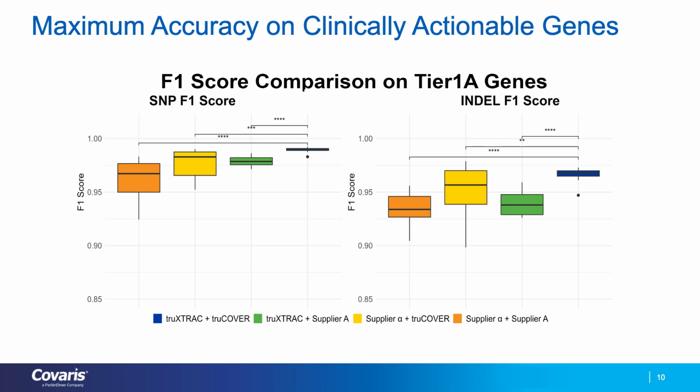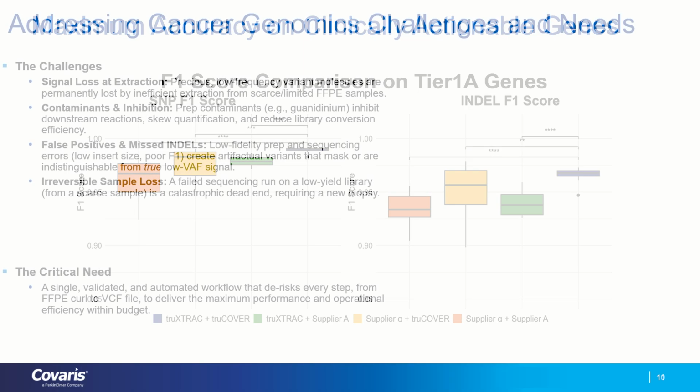It's really difficult to overstate the impact that precise, accurate variant calling can have on cancer patient diagnosis. The numbers shown here translate directly to the number of mutations correctly identified by each workflow, and the higher proportion correctly identified by the Covaris TrueExtract plus TrueCover workflow means that 2 to 5% of patients would be receiving a more accurate diagnosis than a supplier workflow and could access better treatment days to weeks earlier.